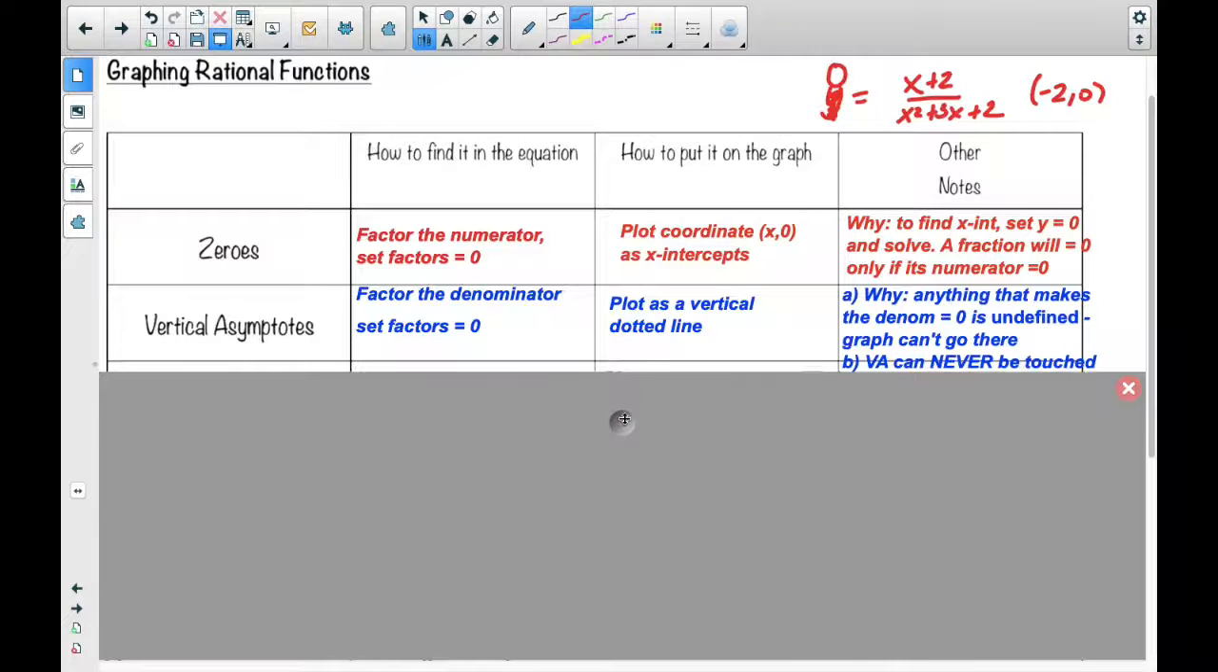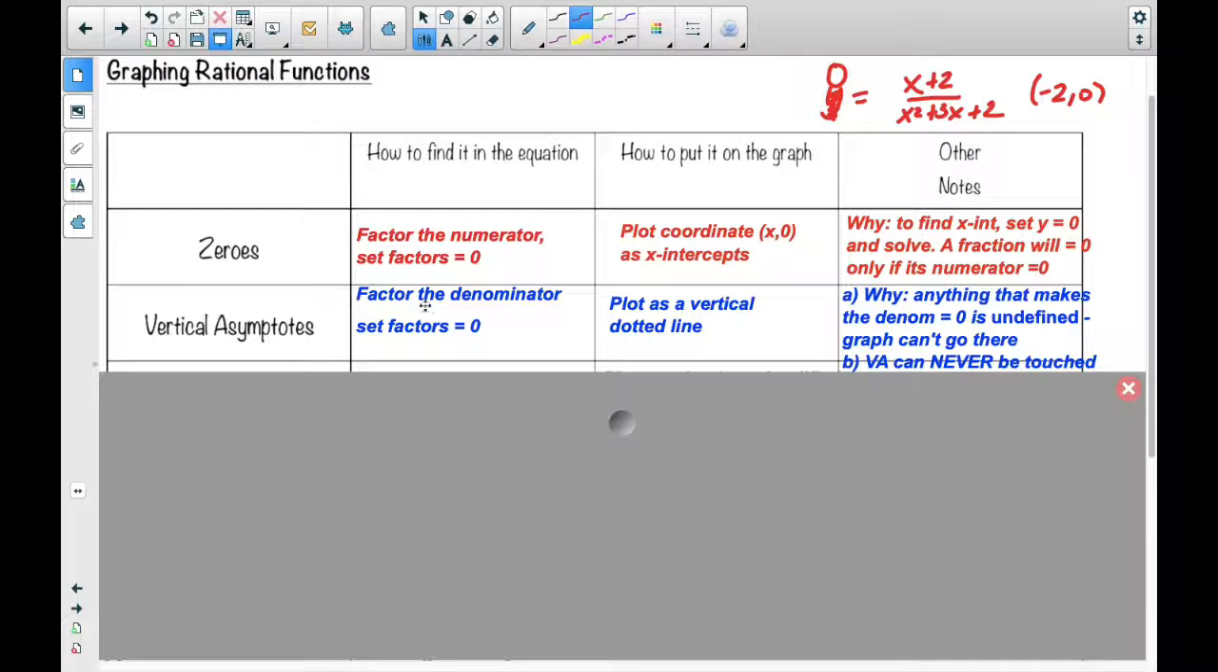Let's take a look at vertical asymptotes. When we have been studying fractions, we know that anything that makes the denominator 0 is undefined. You cannot divide by 0. If you do, you get an undefined answer. In other words, the graph can't go there. So that's why we do this.